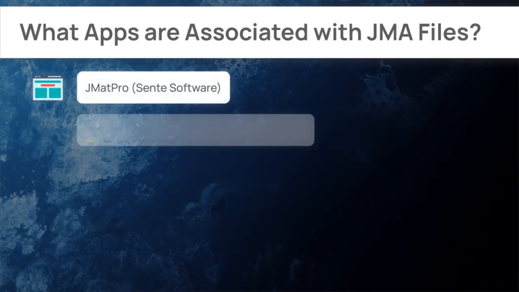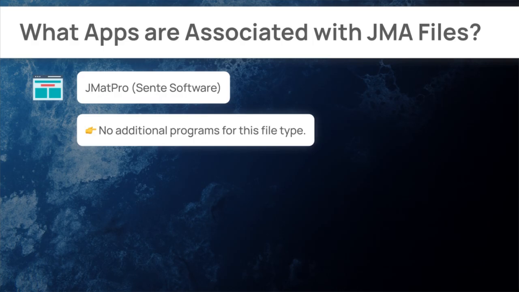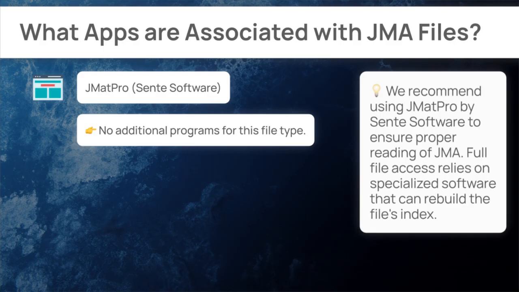The direct link for opening JMA files is established with JMatPro from Sente Software. Full file access relies on specialized software that can rebuild the file's index. Windows gives limited insight, so interpreting the contents requires the originating tool.